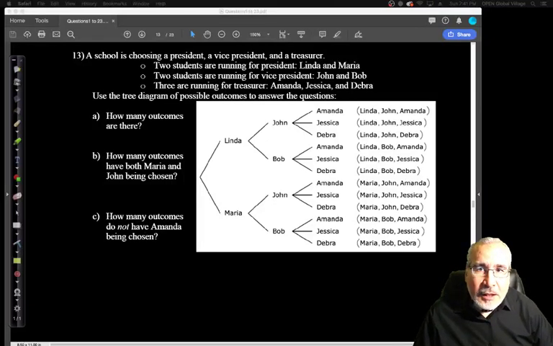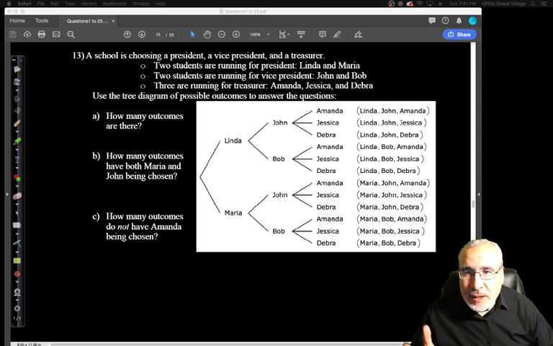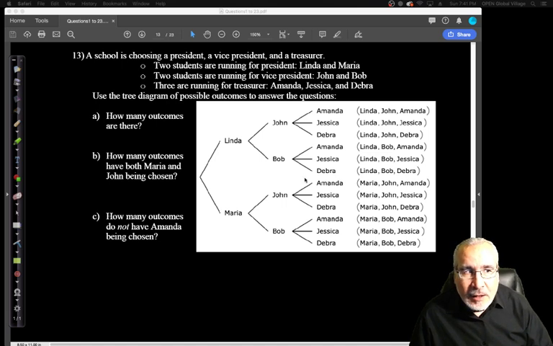Question number 13. Here we go. We've got a school who's choosing a president, vice president, treasurer. They give us some details about who's running, Linda, Maria, and so forth. And then they give us this tree diagram over here.